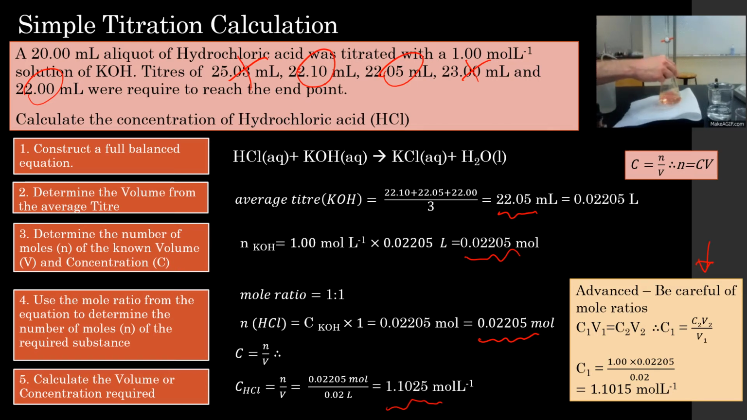Now, you can use this formula, just be careful of it, C1V1 equals C2V2, and it will work when the mole ratio is 1 to 1. But you will have to manipulate it otherwise, or take into consideration the mole ratio if you're going to use this one. So I wouldn't recommend this one unless you're really confident in knowing what you're doing.